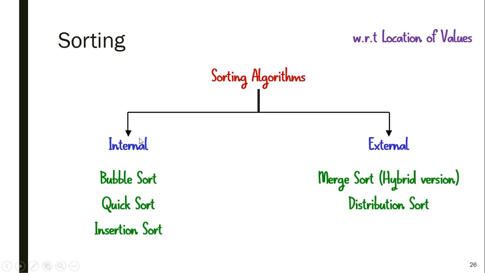You can apply any algorithm in an internal fashion or in an external fashion, but mostly bubble sort, quick sort, and insertion sort are used as internal sorting algorithms, while there is a version of merge sort, in fact a hybrid version that combines some of the sorting techniques, used as an external sorting algorithm. And there is an algorithm called distribution sort, very similar to quick sort, that is used as an external sorting algorithm.